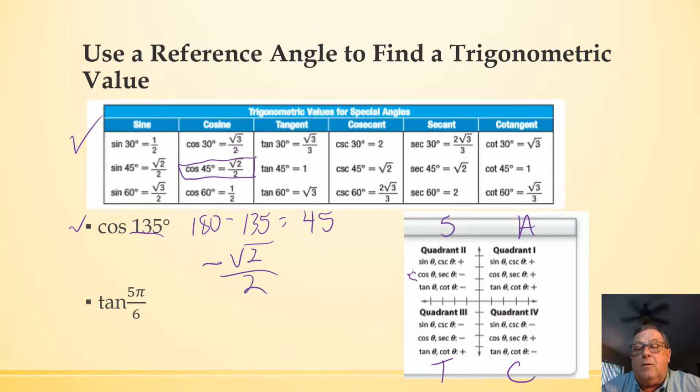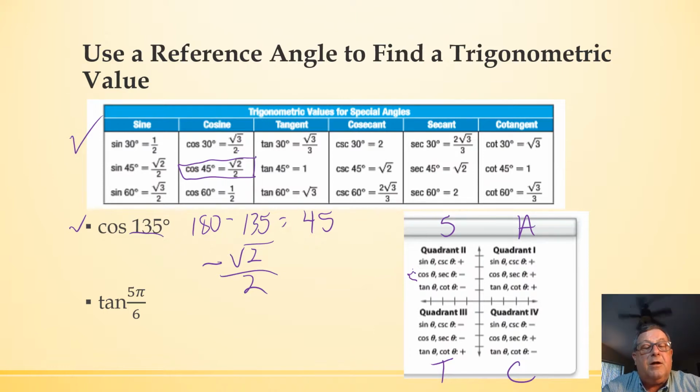Now, if our reference angle is for something in the third quadrant, that would also be negative. If it's a cosine function, it'd be negative square root of 2 over 2. And if we were in the fourth quadrant and had a reference angle of 45 degrees, well, then it would become positive. All students take calculus.